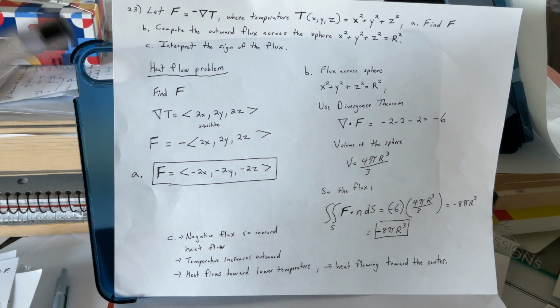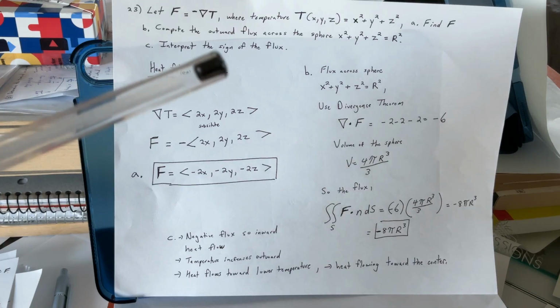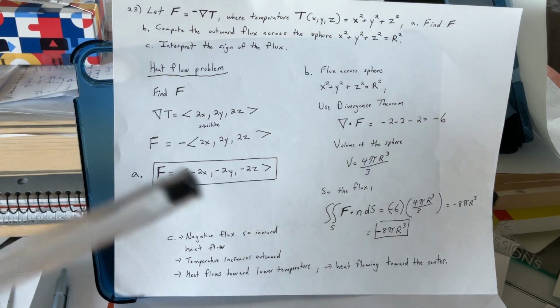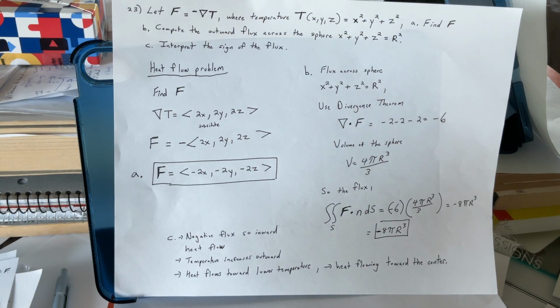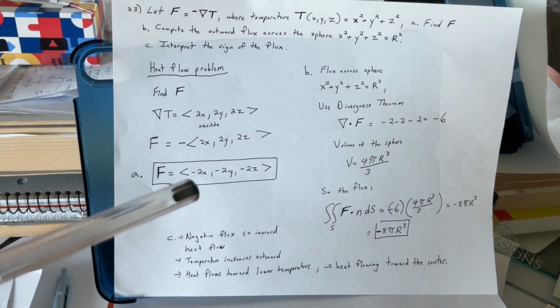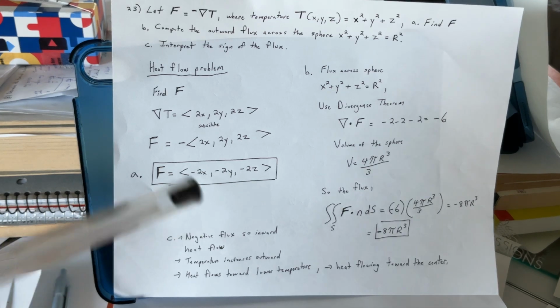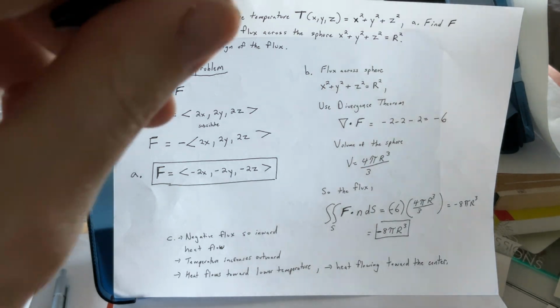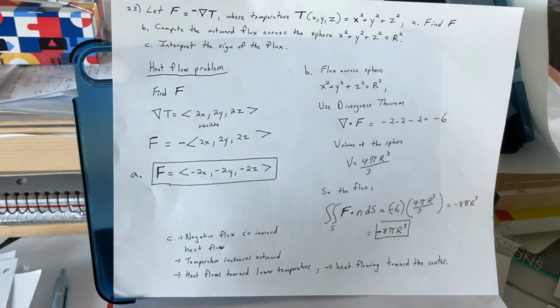We want to find F. So the first thing you do, again, think partials. Take the partial derivatives in x, y, and z. You get 2x, 2y, 2z. Then we're multiplying that by a negative. So F equals negative 2x, negative 2y, negative 2z. So that is it for letter A. Not bad at all. Now we get to the fun part.